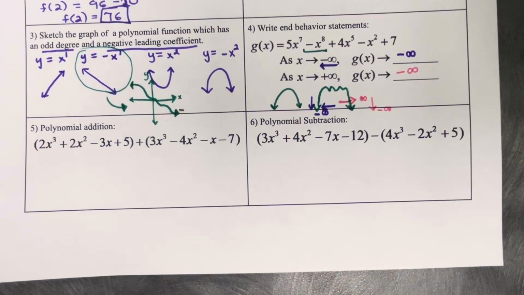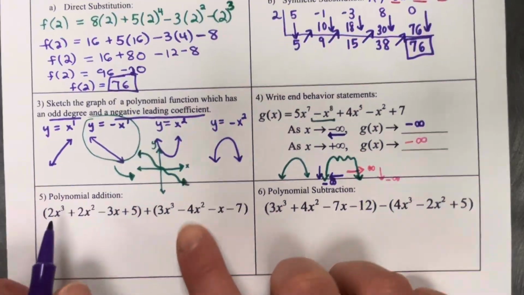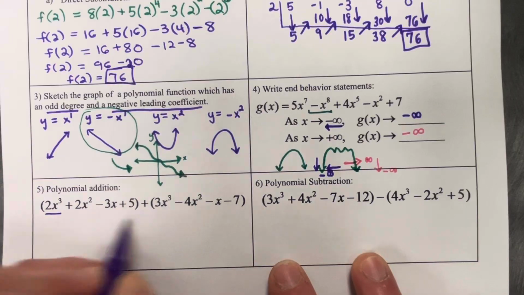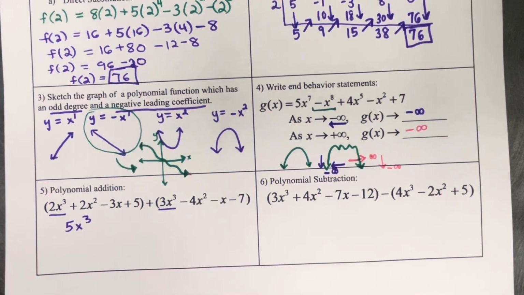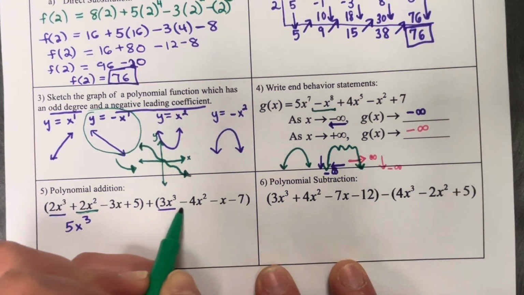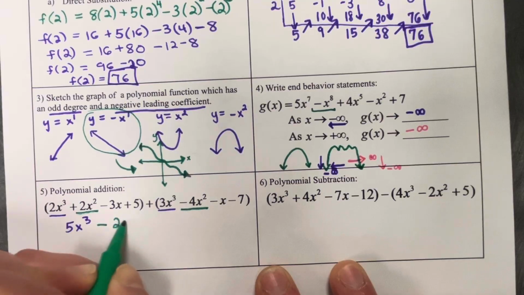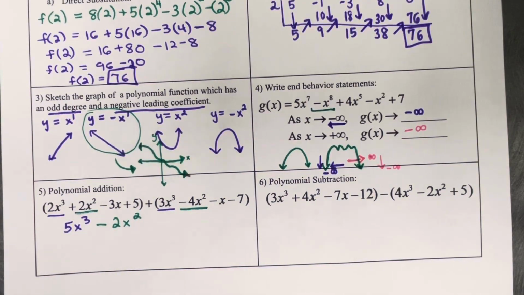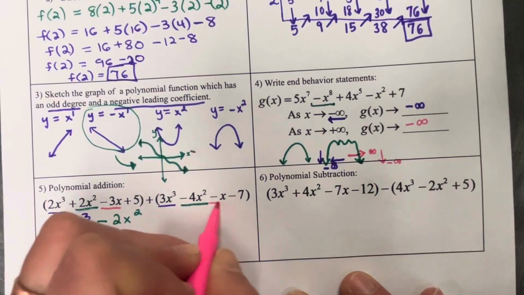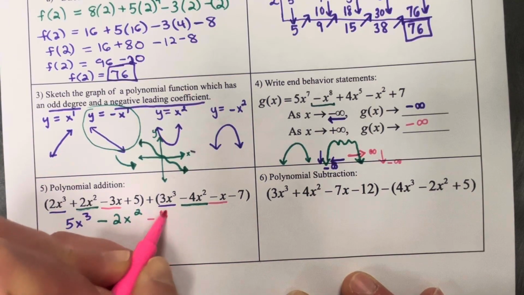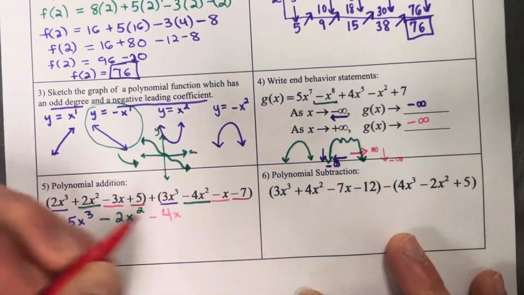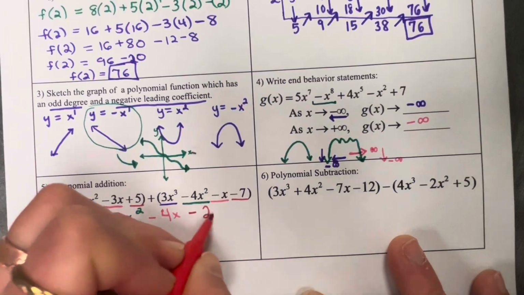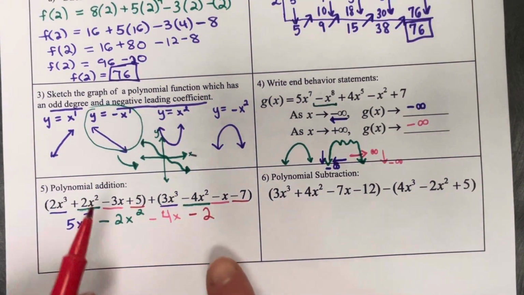Next we have polynomial addition. So we're just going to add like terms. Go ahead and find all of the similar degrees, add them together. We have 2x cubed plus 3x cubed, that's 5x cubed. We can also add 2x squared and negative 4x squared, that gives us negative 2x squared. Then we can add our x terms, negative 3x minus x, so negative 4x. And then plus 5 minus 7 would be minus 2.